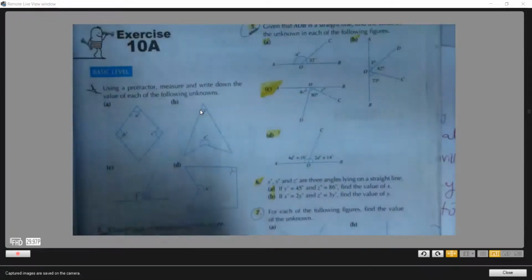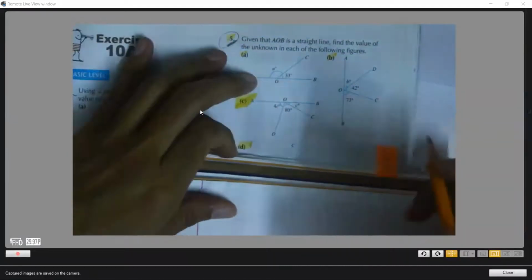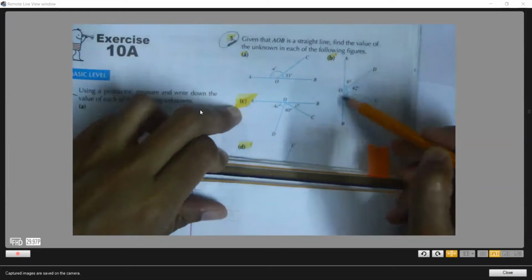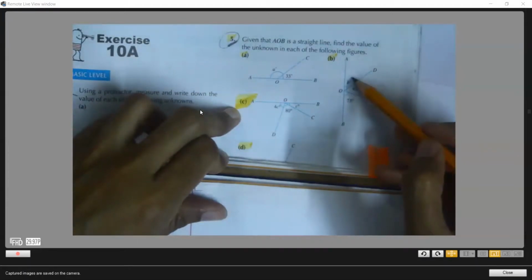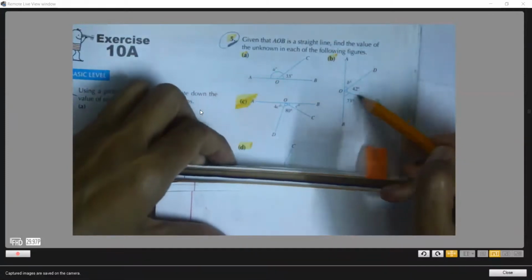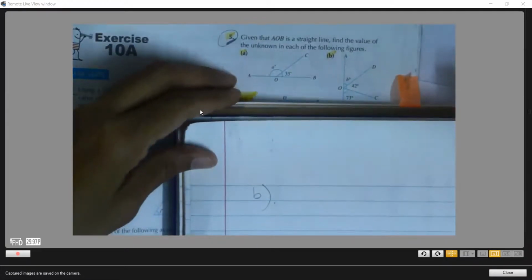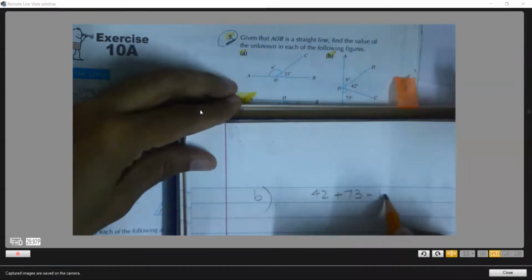Let's move on to part B. Okay, Javeria, now you tell me. You have the book, right? Yes. Okay, this is the question. AOB, this is one straight line. We have these 3 angles on the straight line. So now the sum of all the angles should be 180. So now what should be the equation? It should be 42 plus 73 plus B equals 180. Very good.